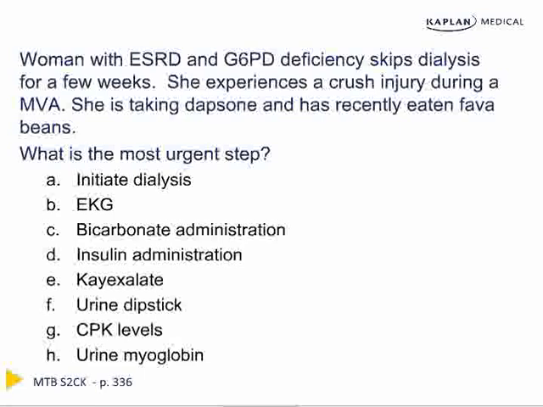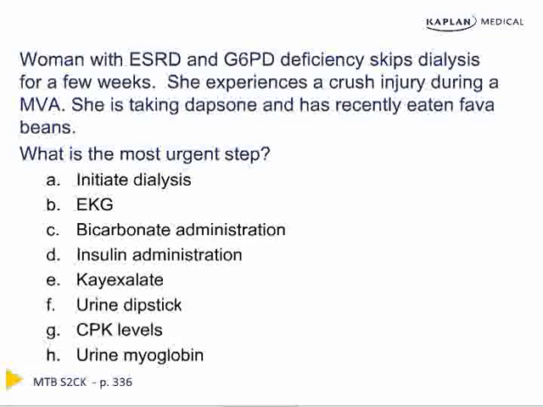Our answer choices are to initiate dialysis, perform an EKG, to give bicarbonate, to give insulin, to give Kayexalate, or to check a urine dipstick, CPK levels, or urine myoglobin.